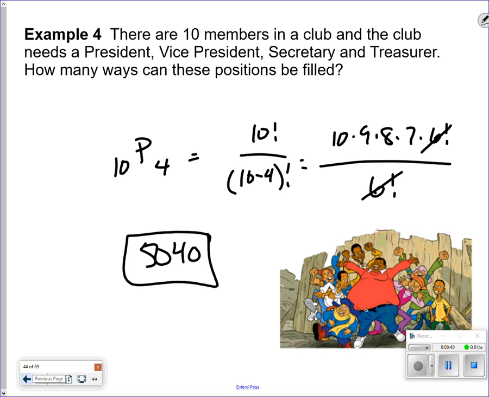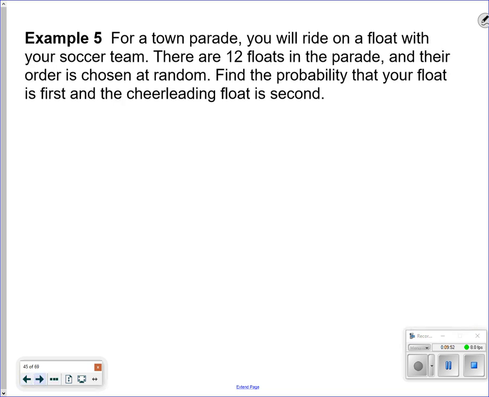For a town parade, you will ride on a float with your soccer team. There are 12 floats in the parade, and their order is chosen at random. Find the probability that your float is first and the cheerleading float is second. So now, how many different ways can these 12 floats be arranged? And this is quite large, by the way. So this would be 12 factorial.